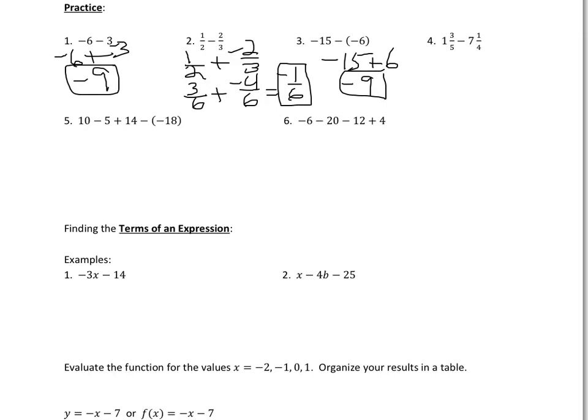Okay, with number 4. All right. This would be, let's get a common denominator maybe here first. Common denominator is going to be 20ths. 1 3/5 is going to be 1 12/20ths minus 7, and 1/4 would be 5/20ths.